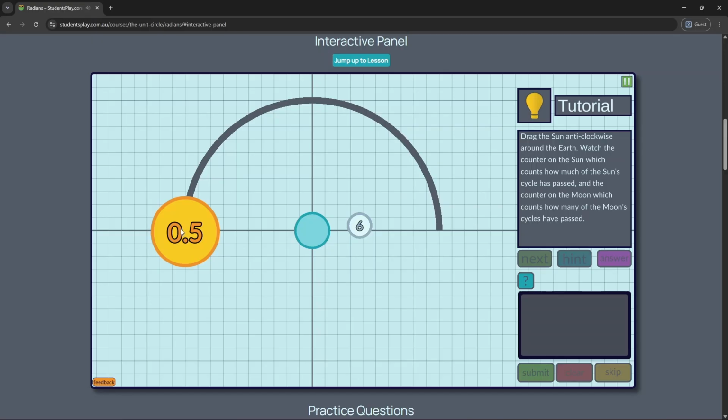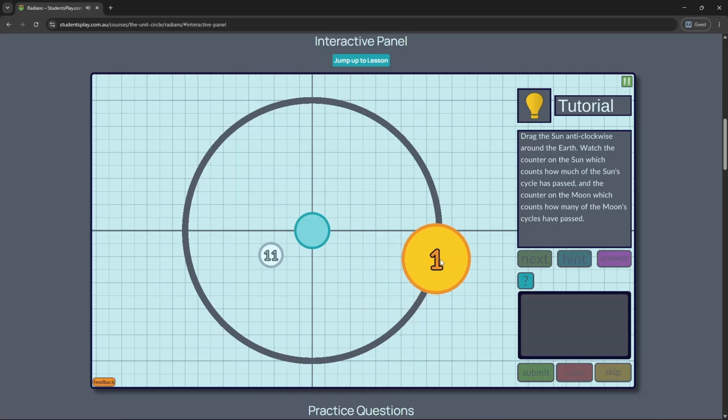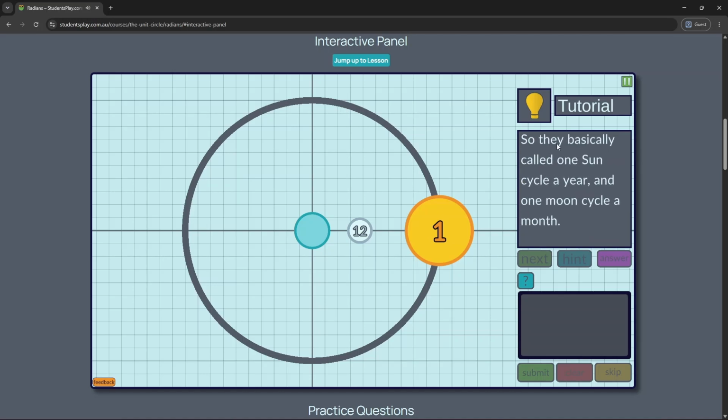And then we'll keep going, 7, 8, 9, 10, 11, and then the sun has almost finished now. And the moon has done 12 of its own rotations in the time that the sun has done 1 rotation. So they're basically called one sun cycle a year and one moon cycle a month. This is actually the same reason that we still have 12 months in a year to this day.